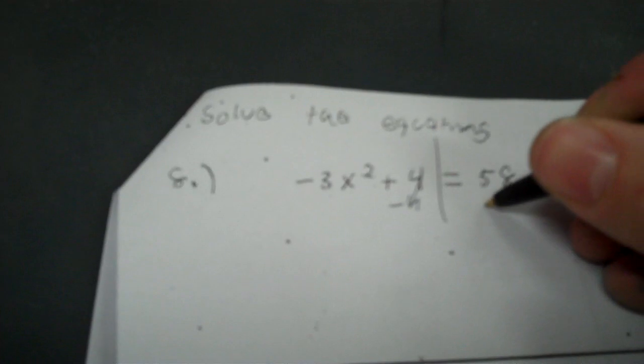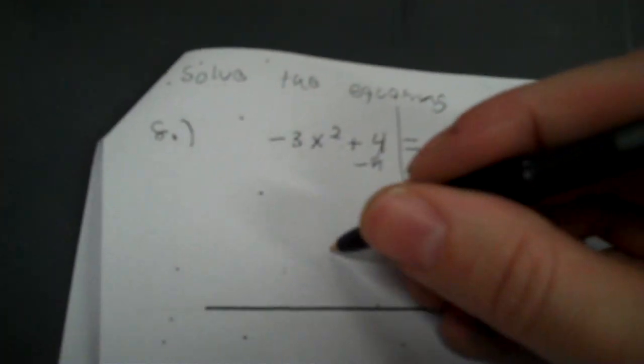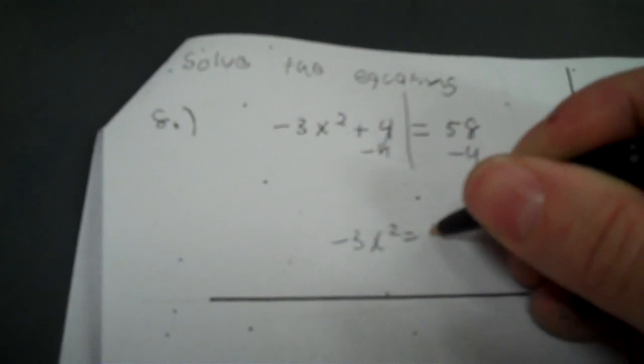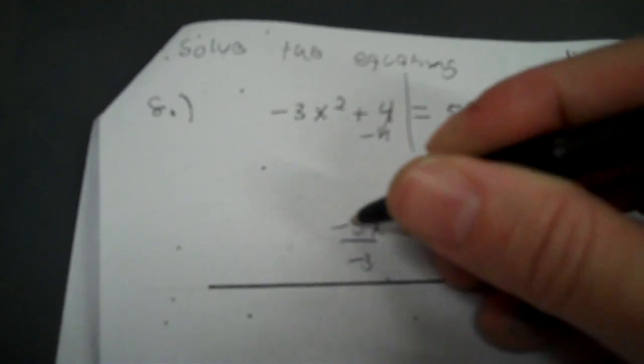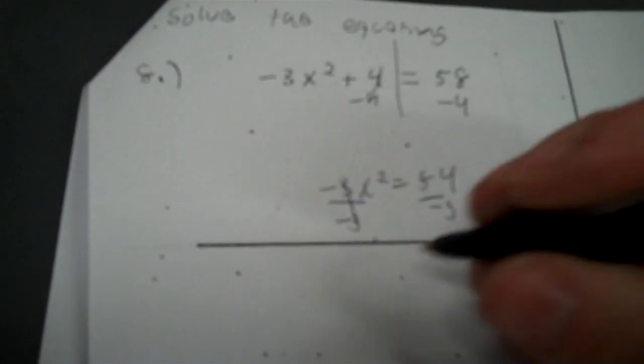Now the next one, solve the equation. Now I'm finding the answers. Okay, you've got x squared. Do you have x to the first? You don't, so don't factor it. Just make a wall here, get x squared by itself. Minus 4, that's 54. Divide by negative 3, that's negative 18. Find the square root of negative 18.